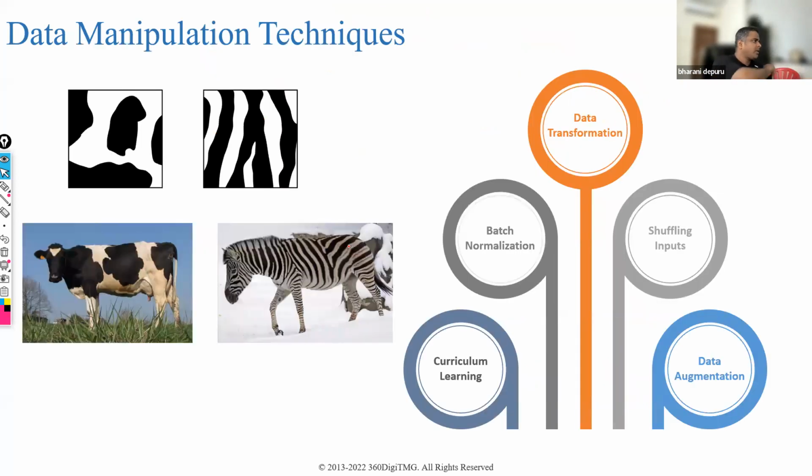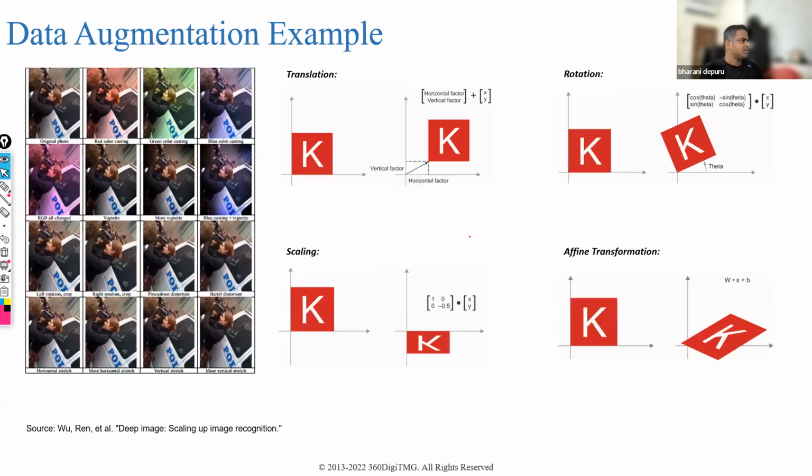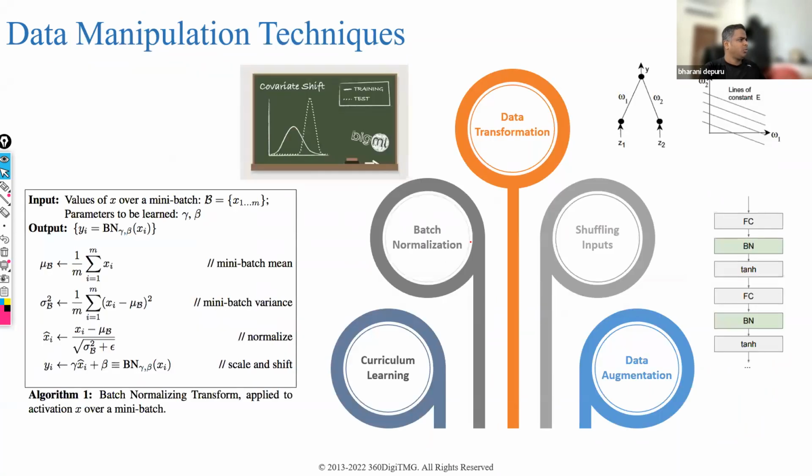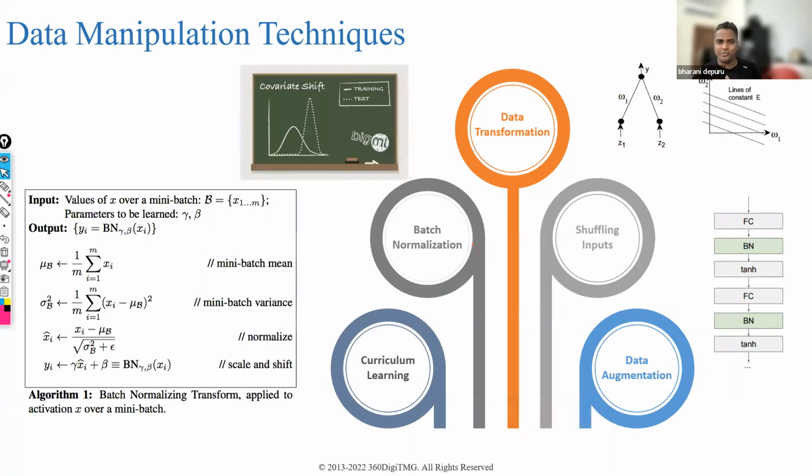Then there are a bunch of other things such as data transformation. You have something called batch normalization, shuffling the inputs, curriculum learning, data augmentation, a bunch of things. So let us understand all of these things. We have only 3 slides and done. And then we'll get into the practical aspects of it. So let's spend some time on this.